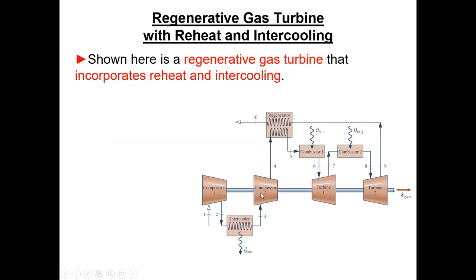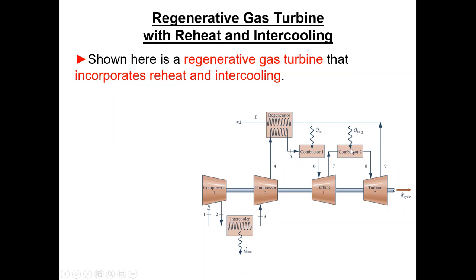Then we compress again. We come out at 4. And so now, because of this intercooling, T4 is lower than it would have been, which makes this heat exchanger more effective. So we come out at 5. Then we're going to go into a combustor, burn some gas, add some heat, come into the first turbine section, come out at 7. We've made some work.